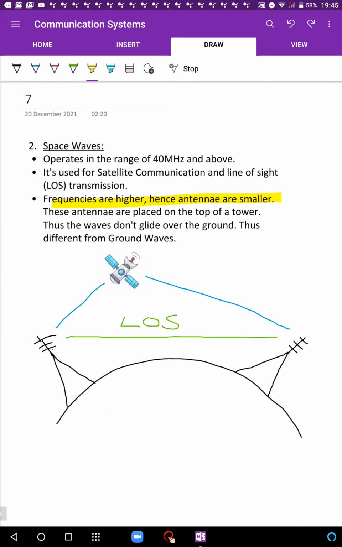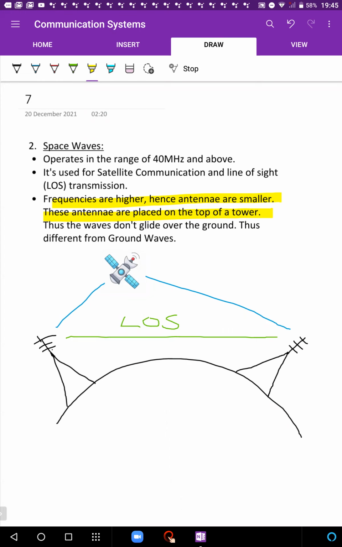यहाँ पे antennas are small, therefore these antennas are placed on the top of a tower. So the difference over here is now the tower, the entire tower itself is not the antenna. The tower is just a structure required to give elevation to the antenna. The antenna is at the top of the tower. The waves produced by this do not glide over the ground, hence they are not ground waves. Okay, they are space waves.